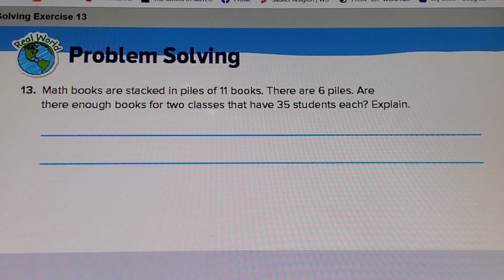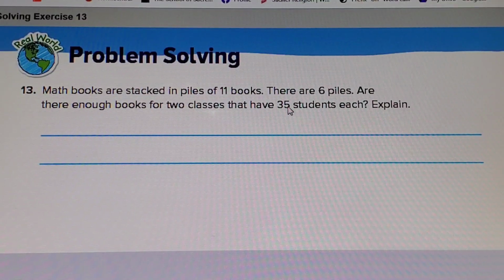Problem solving number 13. Math books are stacked in piles of 11 books. There are 6 piles. Are there enough books for 2 classes that have 35 students each? Explain. So first you have to find out how many math books you have. So you have 11 books times 6 piles. So 11 times 6 equals 66 books.